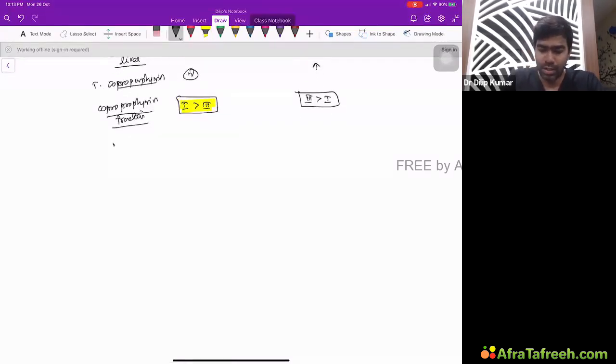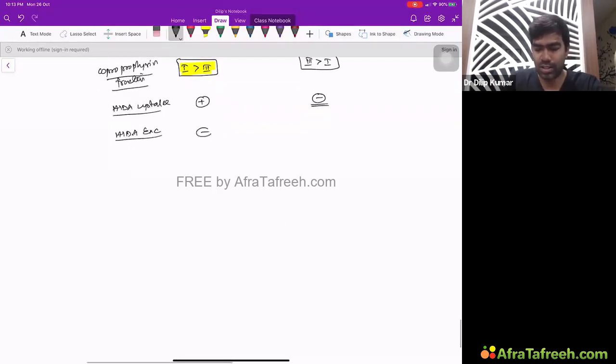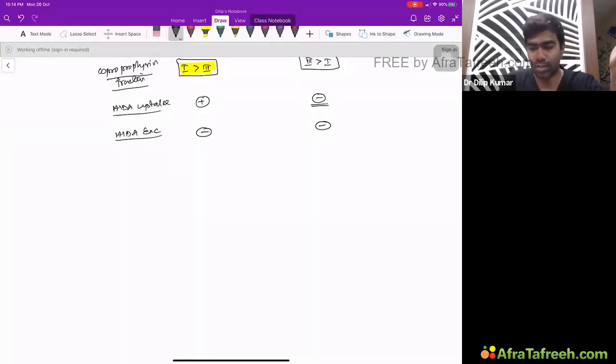Typically, HIDA scan uptake will be there in the setting of Dubin-Johnson syndrome, but it will not be there in Rotor syndrome. That is the reason we believe Rotor syndrome also has an associated uptake defect. As far as HIDA excretion is concerned, excretion is defective in Dubin-Johnson syndrome, so excretion will not be there. If there is no uptake, how can they excrete? It's not possible. Excretion is also not there in Rotor syndrome. But remember, in Dubin-Johnson uptake will be there but excretion will not be there, suggesting it's a secretory defect.